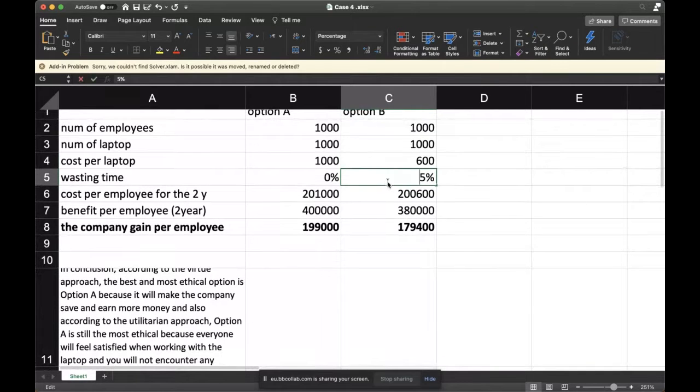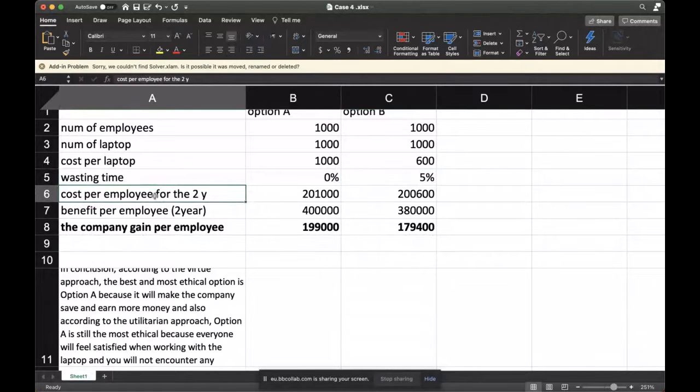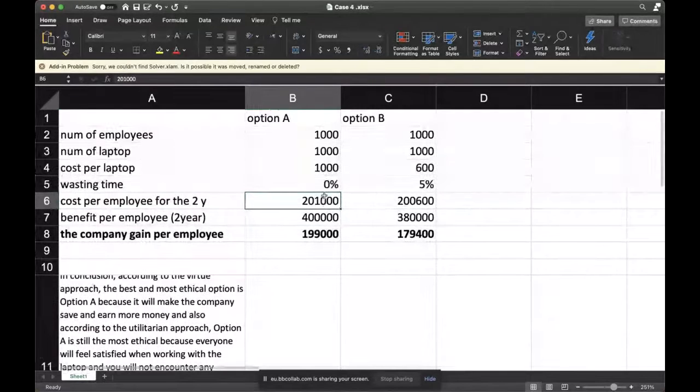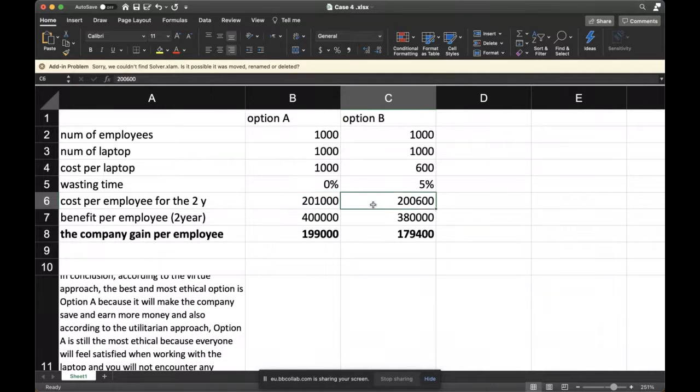They are 5% slower. The problem says that they will waste 5% of their working time because of the slower laptop. So the efficiency for option B is going to be less by 5%, so it makes it 95%. However, the efficiency for option A is 100% because they're not wasting any time.